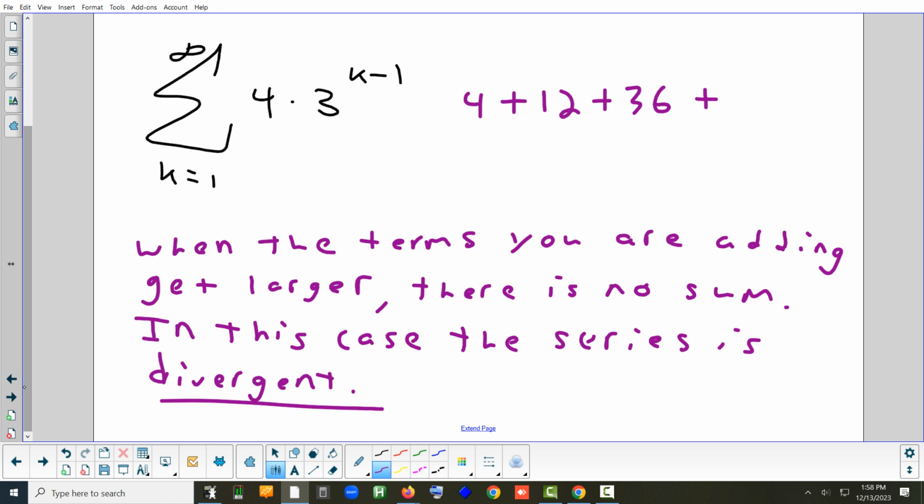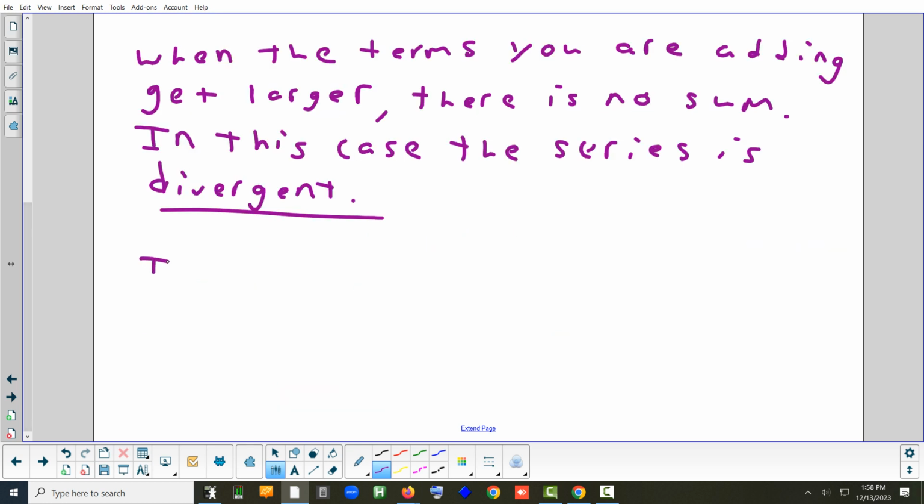So I'll write that down too. So when the terms you're adding get larger, there is no sum. It is divergent. If it is not divergent, then it is convergent.